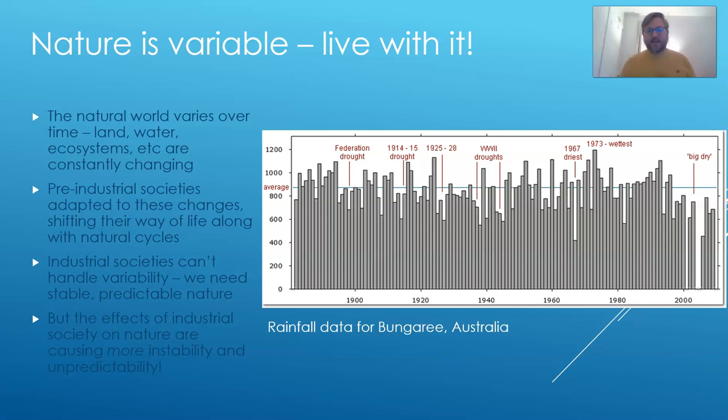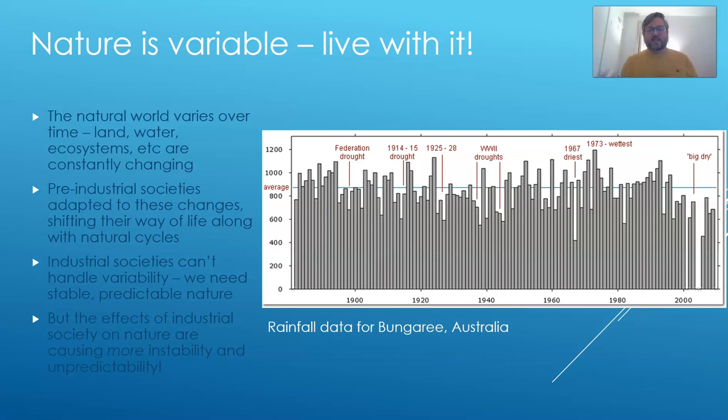As an example, there's some rainfall data for the town of Bungaree in Australia, and you can see that they go back and forth, sometimes from one year to the next, between droughts and floods, just giant ups and downs in the amount of rainfall that they're getting there.